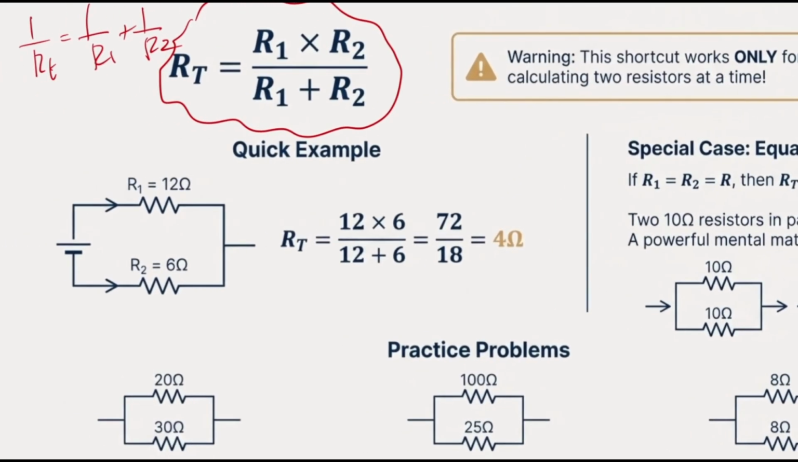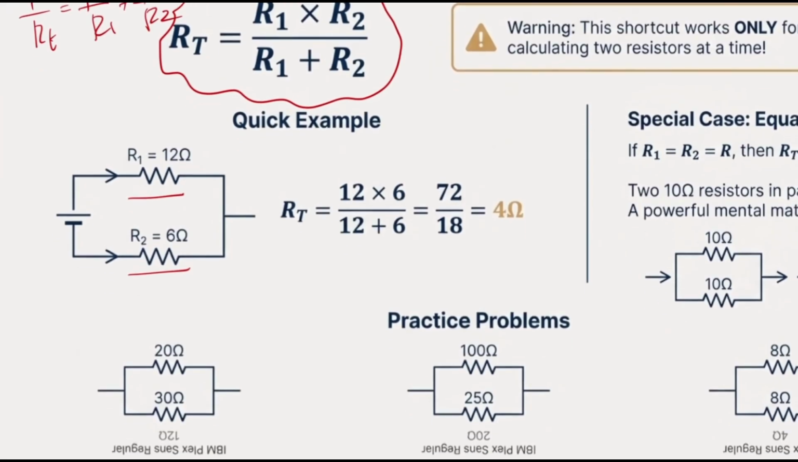For instance, I have a 12 ohm and a 6 ohm. By the way, this guy should be like this. Like that, obviously it would be a problem. We are going to have a short circuit at this point. So in this case, we are going to have something like that. It would be better to redraw it, by the way.